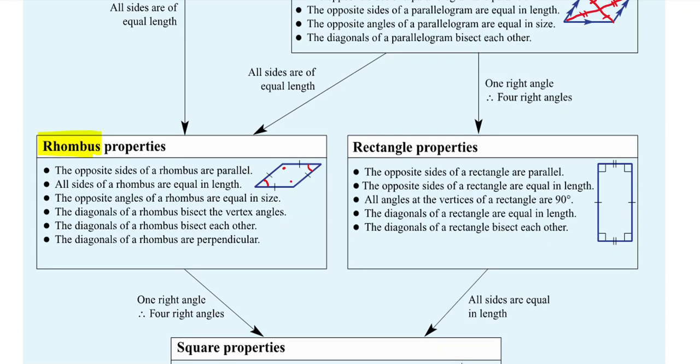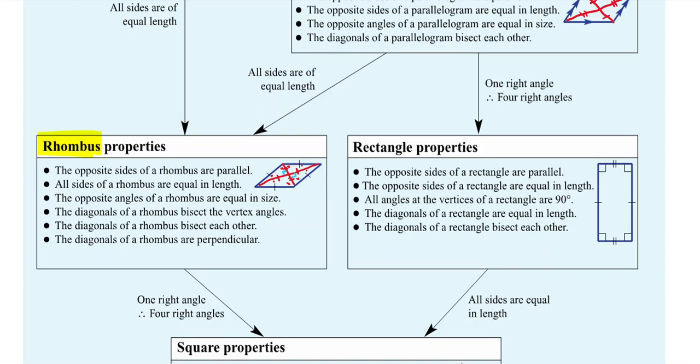The diagonals of the rhombus bisect the angles. So when I draw these diagonals on here, these angles have been cut in half, those angles have been cut in half, all of them going around the outside have been cut in half. The diagonals of a rhombus bisect each other, which means this side and this side are the same length, that side and that side are the same length. And they're also perpendicular, which means that we have right angles in here again.